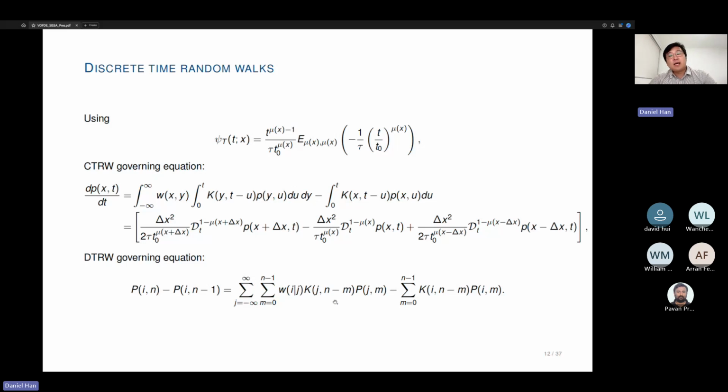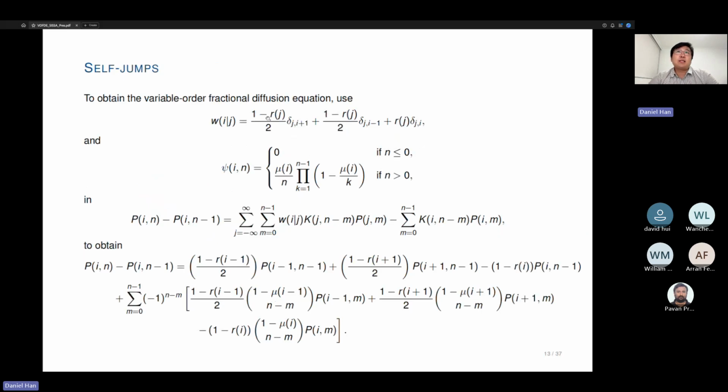And so the question becomes, how can we find the equivalent discrete time random walk governing equation for the variable order fractional diffusion? It turns out the only other choice that we have, because we can't really modify the kernel, is to modify the transition rates in space, so transitions between lattice positions. So instead of assuming that all my jumps go left and right with probability a half and there's nothing left in my original site, I'm now going to introduce a rest that is space dependent. This is what you see in Rj.